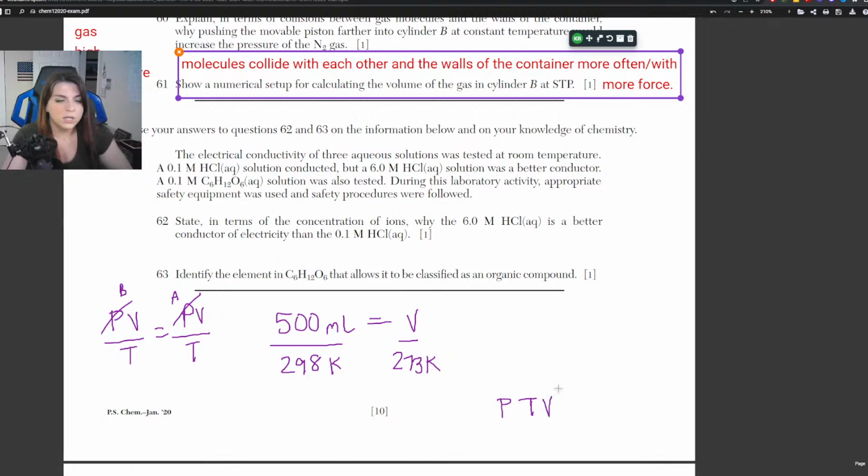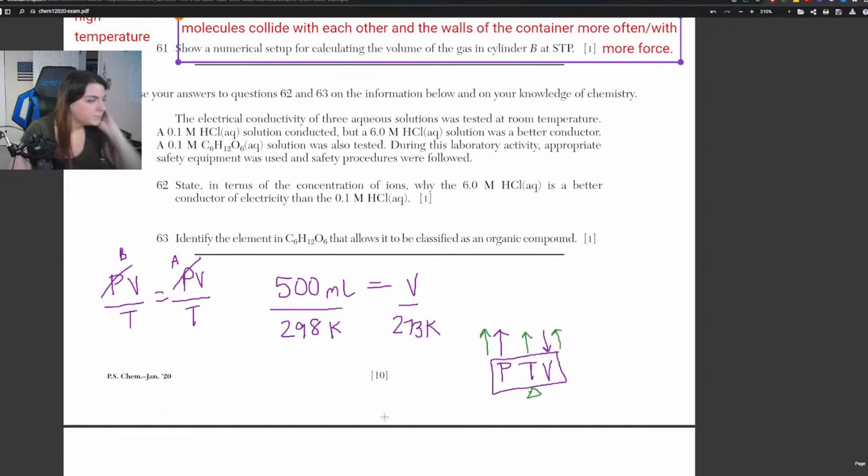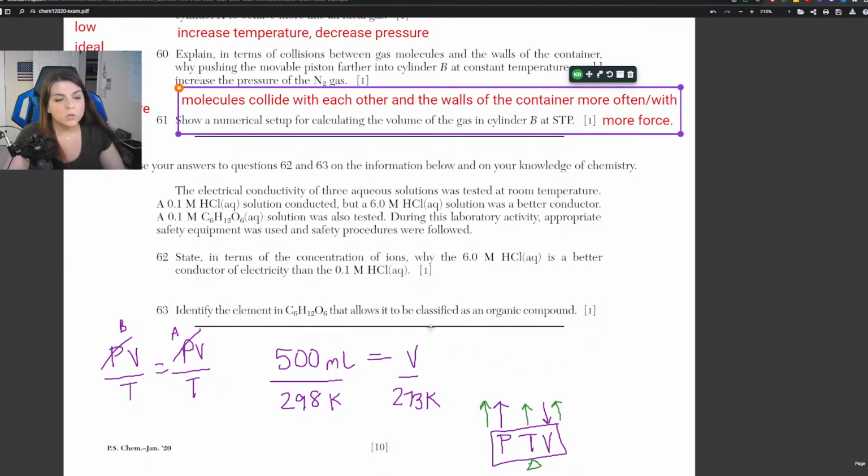If you line up PTV, then you would have kind of like a seesaw here. If the pressure goes up, then the volume has to go down. But if the temperature goes up, if this is a seesaw, let's put a little fulcrum there, then everything has to go up with it because there's no way to make the middle of a seesaw go up. So that would be like an indicator of what's happening here. So this is the correct numerical setup. It does not ask you to solve, so you don't have to.